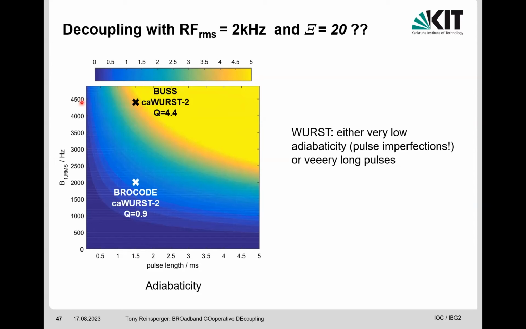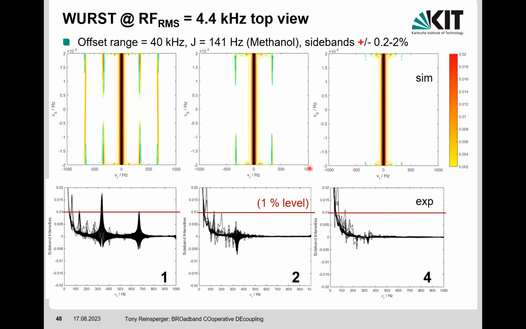And then you look into the Wurst decoupling at only 2 kilohertz. For the same pulse length, you get a very low adiabaticity factor Q of only 0.9, and you introduce all kinds of artifacts from the pulse shape itself. Of course, you could simply go for a better quality of the pulse and make the pulse longer. But a longer pulse means, again, stronger sidebands. So instead, we were aiming for BROCODE, which I will show in a minute.